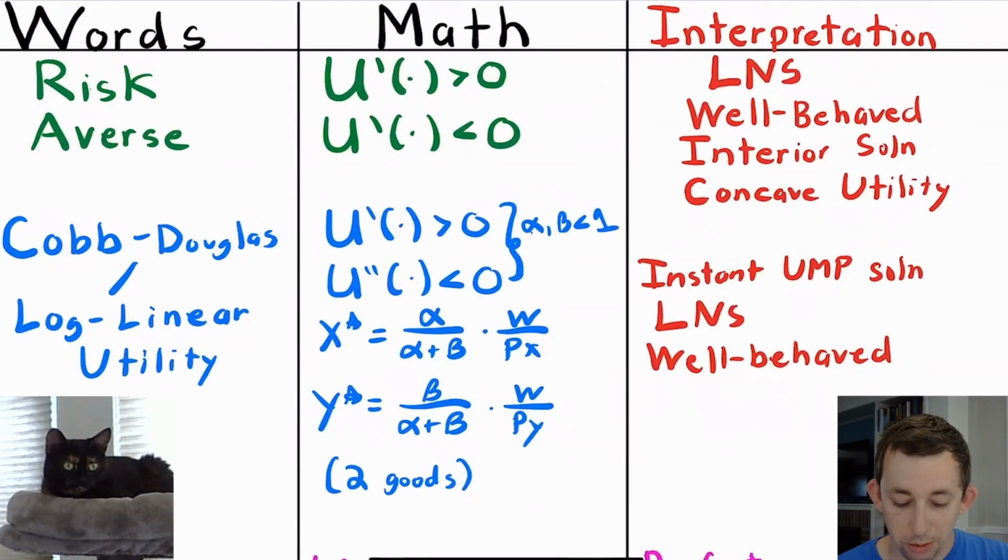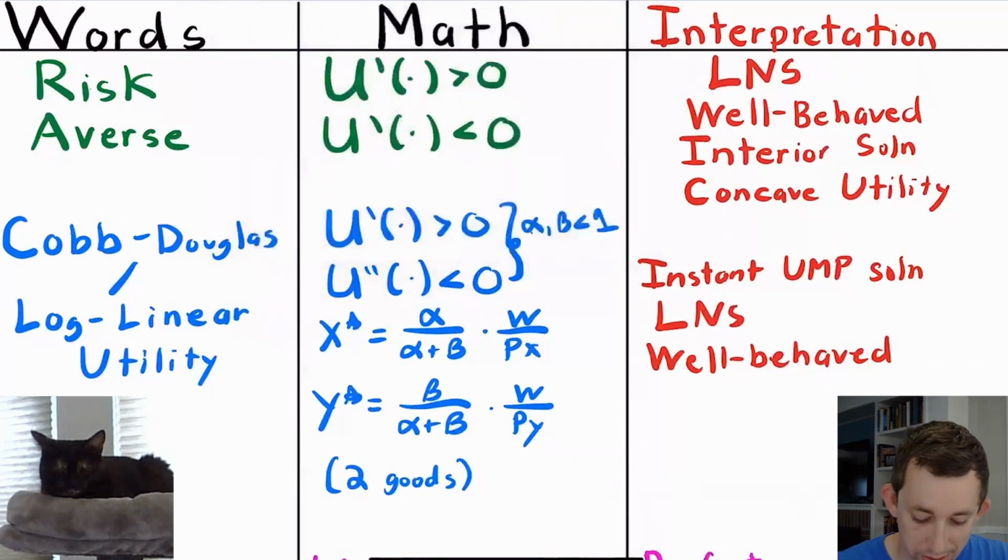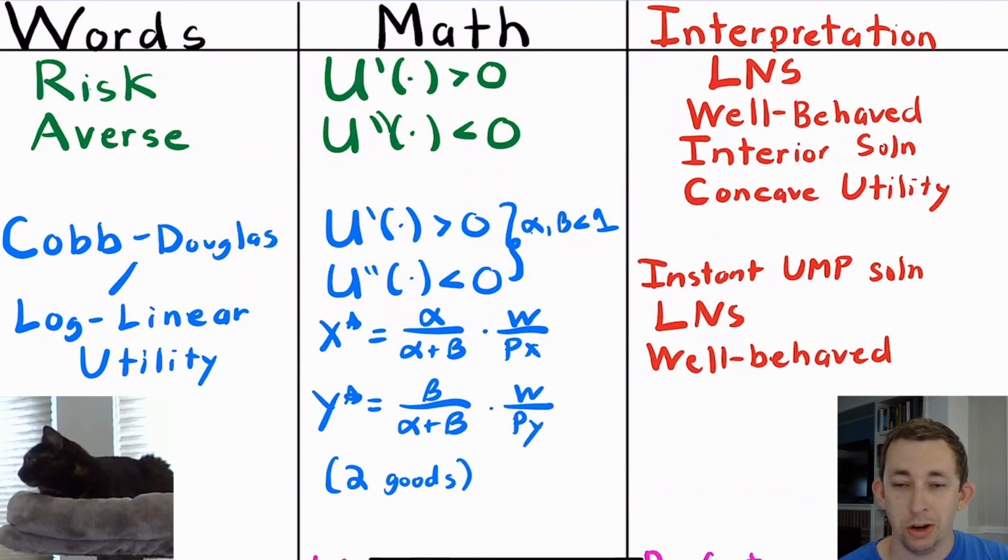So let's start off with just the words risk averse. And let's think about when you see the words risk averse in a problem, particularly in a word problem, what that translates to in terms of the utility function. Well, we know that means that the first derivative of utility is positive and the second derivative of utility is negative. So I'll just add another dash there. The interpretation, we know a risk averse utility is generally locally non-satiated, it's well behaved, there's an interior solution, and for sure it's concave utility. So when you see the words risk averse, those are all the things that you should start thinking so that as you go through and start solving the problem, you have those things in mind.